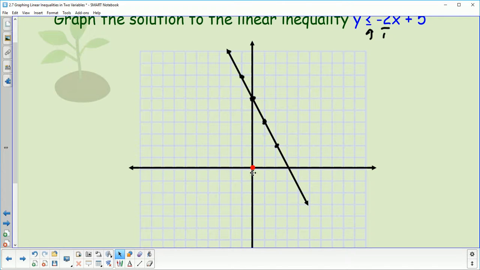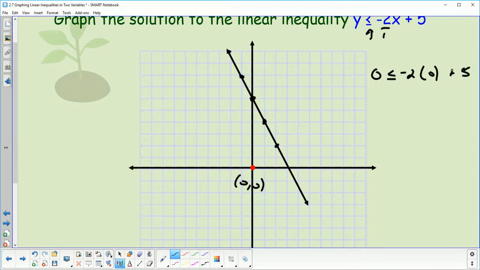So like I said, 0, 0 is a good test point. So I want to see, does 0, 0 give me a true statement? I'm going to plug it in. 0 in for y, less than or equal to negative 2, 0 in for x, plus 5. And I can simplify. The 0 is nice because everything times 0 is just 0, and we're going to have 0 plus 5, and then I can simplify that. I get 0 is less than or equal to 5.